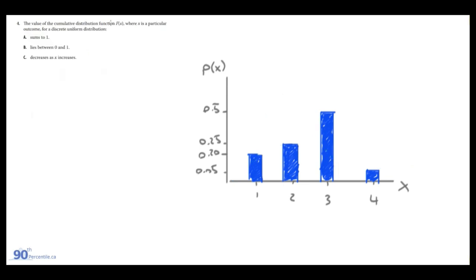The value of a cumulative distribution function, f of x, where x is a particular outcome for a discrete uniform distribution: sums to 1, lies between 0 and 1, or decreases as x increases. So I kept this example here from the previous question, the probability function. The only difference between the probability function and the cumulative distribution function is that the cumulative is just going to sum up all the probabilities as the values increase. So if I was to draw this really quickly, f of x in the light blue, the graph would look something like this.